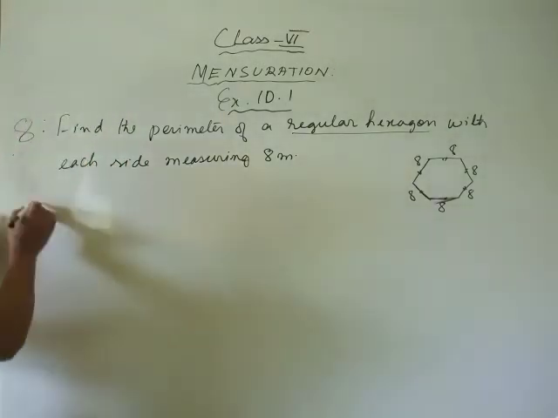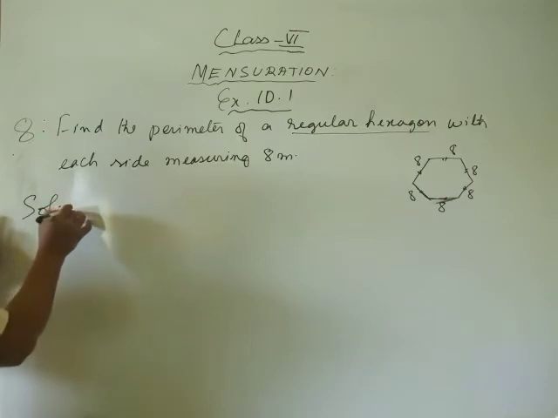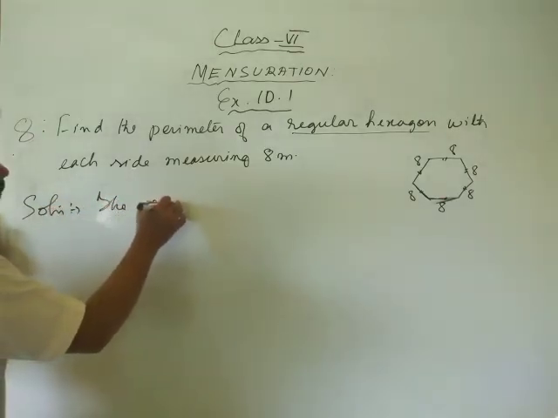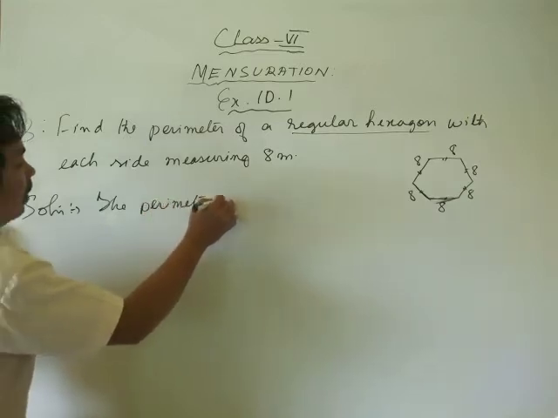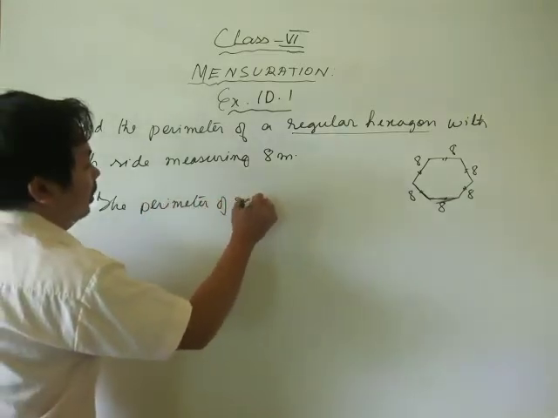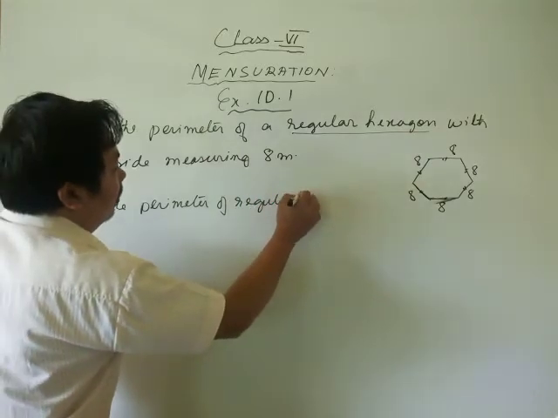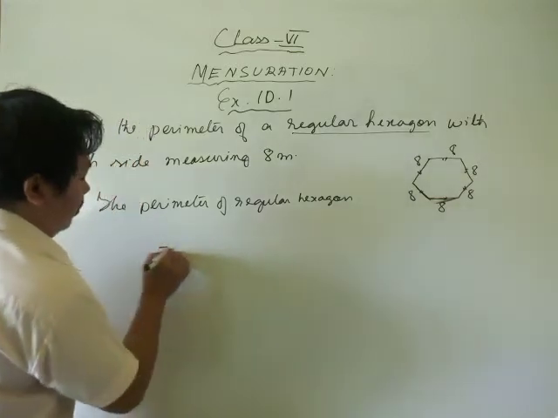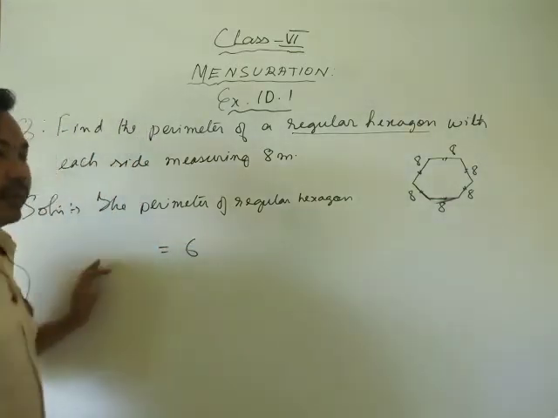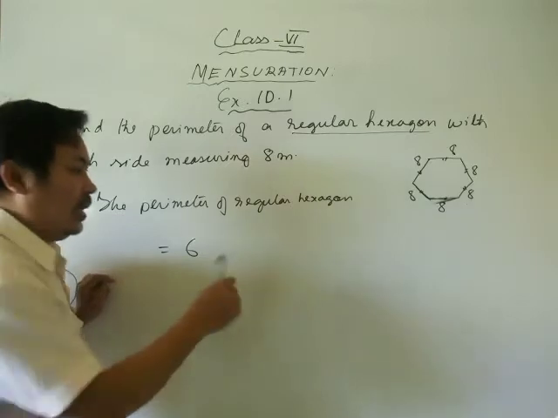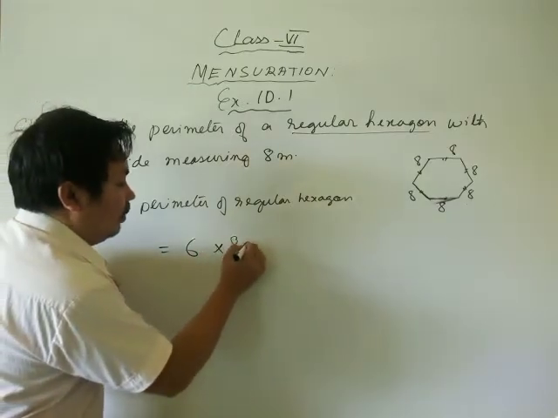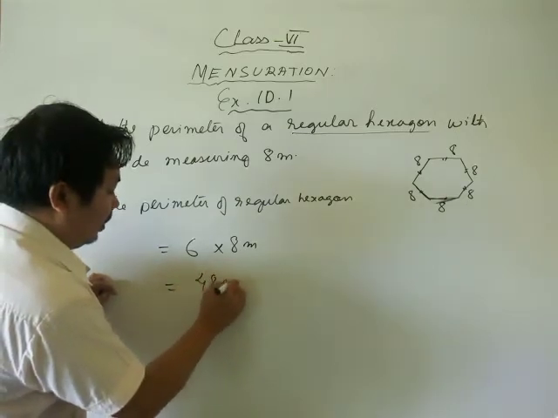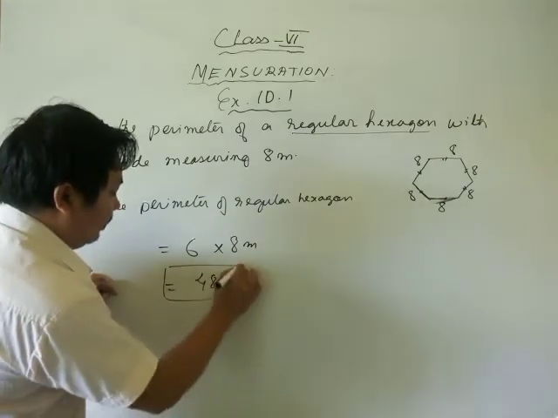So therefore, solution. Okay, the perimeter of a regular hexagon is equal to 6 sides. How many sides are there? 6 sides into 8 centimeter. 6 eights how much? 48. So this is the answer.